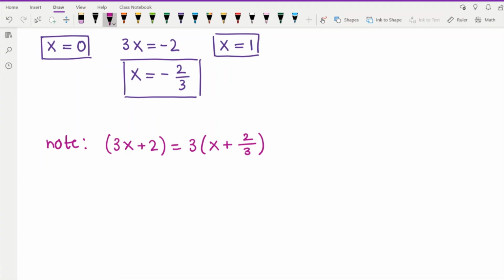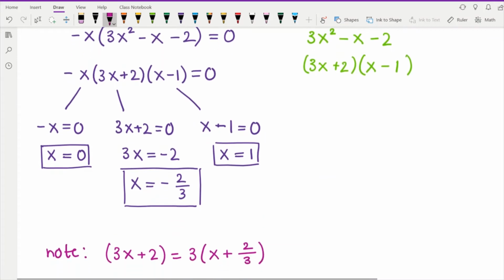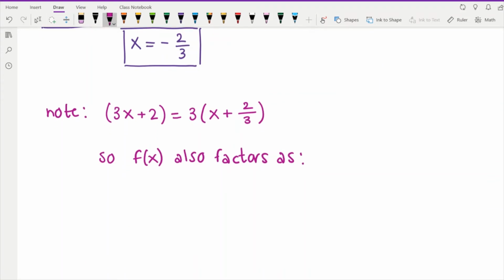So why am I telling you this? That tells us that our function also factors as the following. I'm just going to rewrite the factorization, but instead of having this factor, I'm going to rewrite it as 3 times x plus 2 over 3, and then pull that 3 out to the front. So you also could have factored it as f of x is equal to negative 3x times x plus 2/3 times x minus 1.